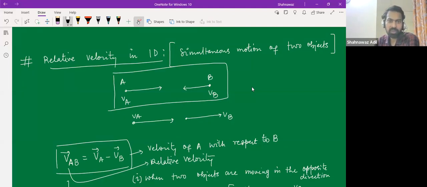Up until now, we were studying one object which was moving. We were studying that one car is moving, one train is moving, and we were calculating all the physical quantities associated with that one. But in relative motion, two objects are moving simultaneously. So whenever you see two objects moving, only apply the relative velocity. Understood?